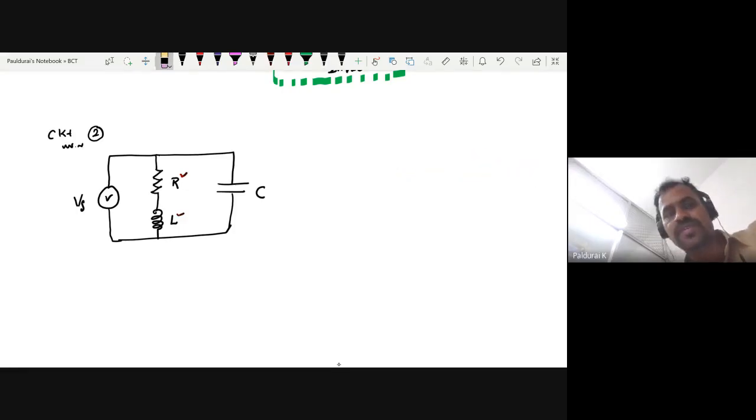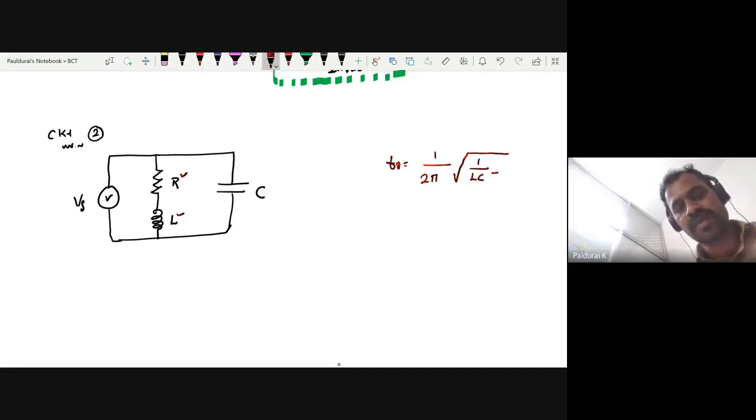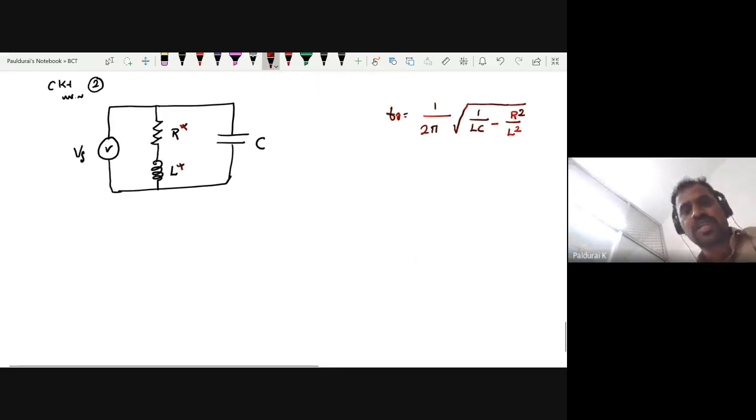The resonance frequency formula is FR equal to 1 divided by 2 pi square root of LC. But this time, since I'm having R and L, it becomes square root of 1 by LC minus R by L the whole square, or otherwise R squared divided by L squared. Okay. So let me derive this.